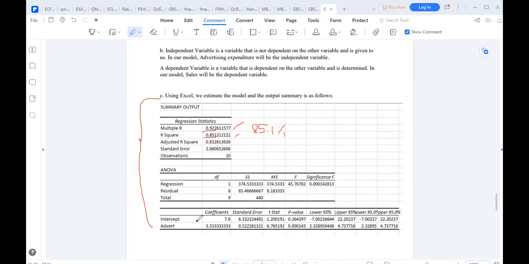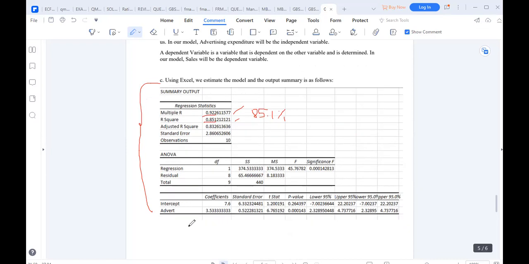Then we go to the intercepts here. The regression equation we know is given by Y is equal to A plus BX. Our A is called the Y-intercept. Our B, these are variables. So we can have X1 there, X2 there, or they'll put the actual variable which we're dealing with, which is advertising. So how do we come up with the regression equation here? This regression equation will be written as Y is equal to 7.6, the Y-intercept, plus the gradient or slope, which is 3.533.